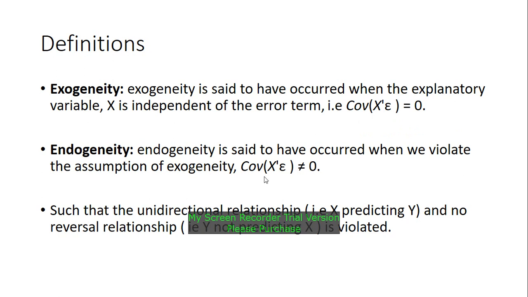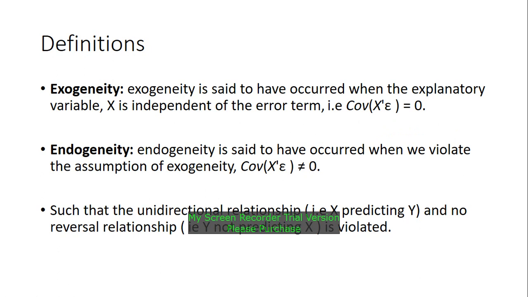What the assumption of exogeneity says is that the explanatory variable, that is x, should be independent of the error term. What does it mean? It means that the assumption that x predicts y and y does not predict x is validated. So it means that when there is a problem of endogeneity, x can predict y and at the same time y can also predict x.